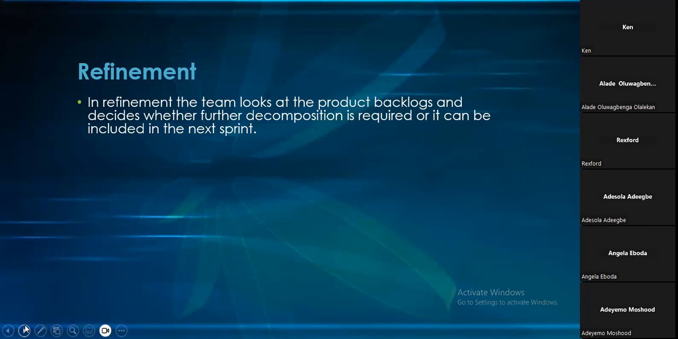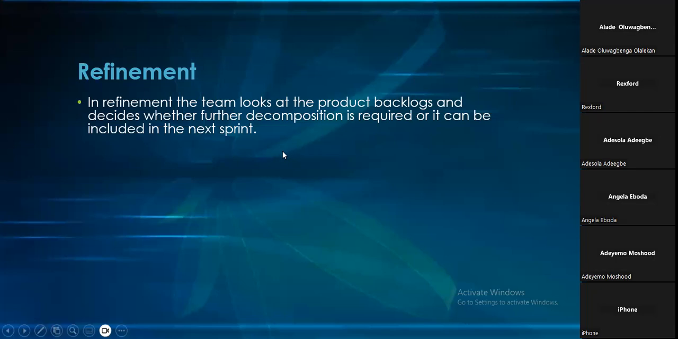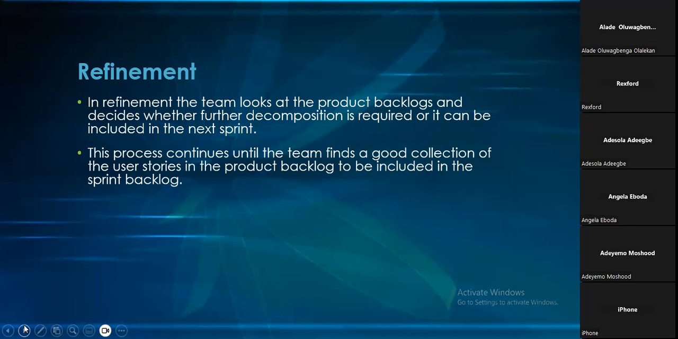Please note it down. In refinement, the team looks at the product backlog and decides whether further decomposition is required. If it's not required, it can be included in the next sprint straight away. So we'll pick the ones, and in this, we have to pick the things of priority. It's not like they're not going to prioritize. They have to be things of priority. So in refinement, this process continues until the team finds a good collection of user stories.